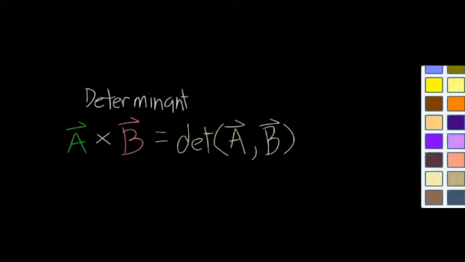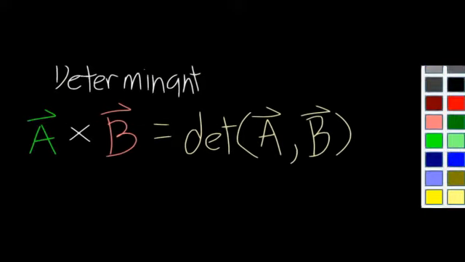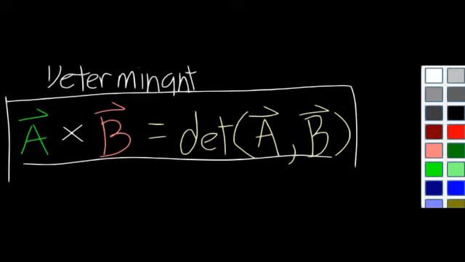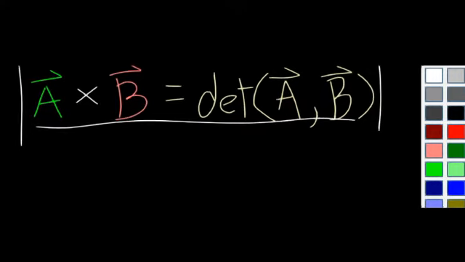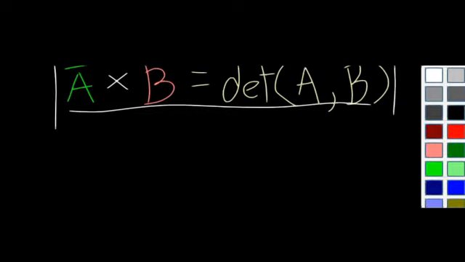So how do you calculate the determinant? How do you do it? First of all, let's visualize how you can take the cross product.